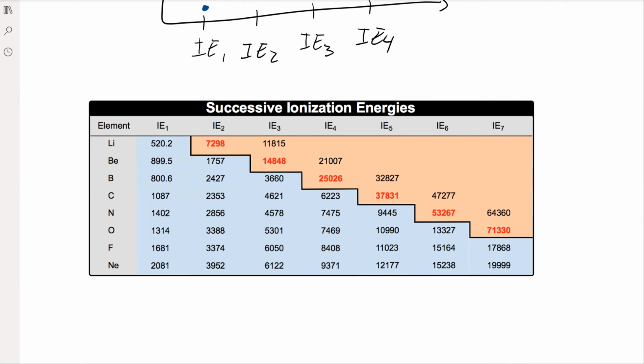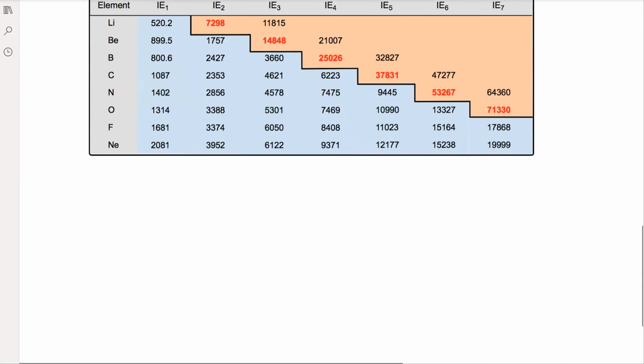And you can see it's all based on the number of valence electrons. Lithium only has 1 valence electron, so its first valence electron is easy to remove. Its second one, now a core electron, is much more difficult. And that trend goes all throughout here. Oxygen, 6 valence electrons, 6 electrons relatively easy to remove. That 7th electron, now a core electron, much more difficult to remove.